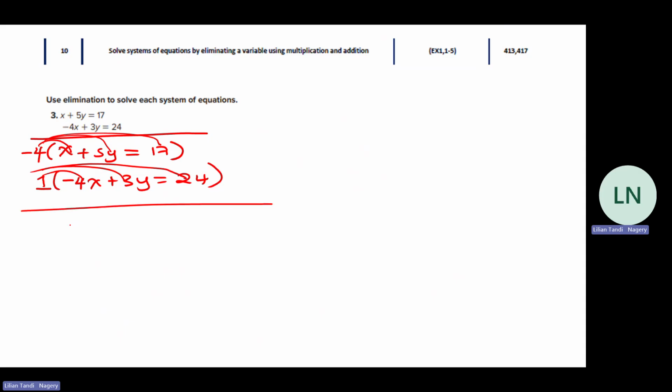So then I will have -4x, -20 equals to 17 times -4. That would be -68. Okay. If I multiply anything by 1, it stays the same. So I just repeat my second equation without changing it.